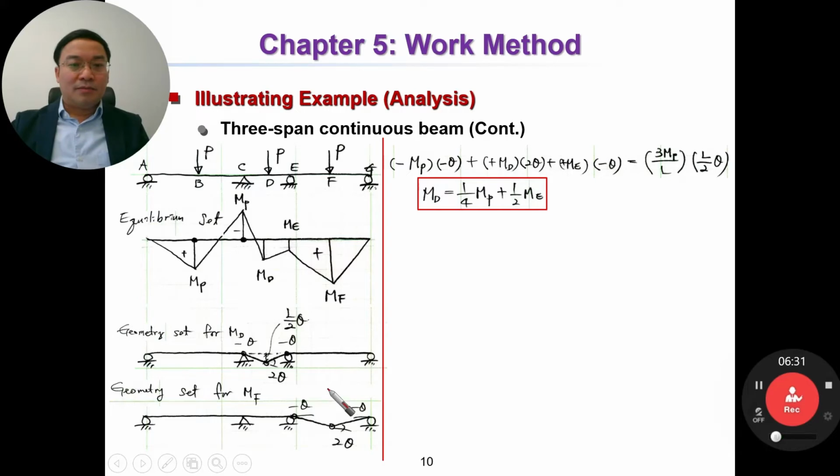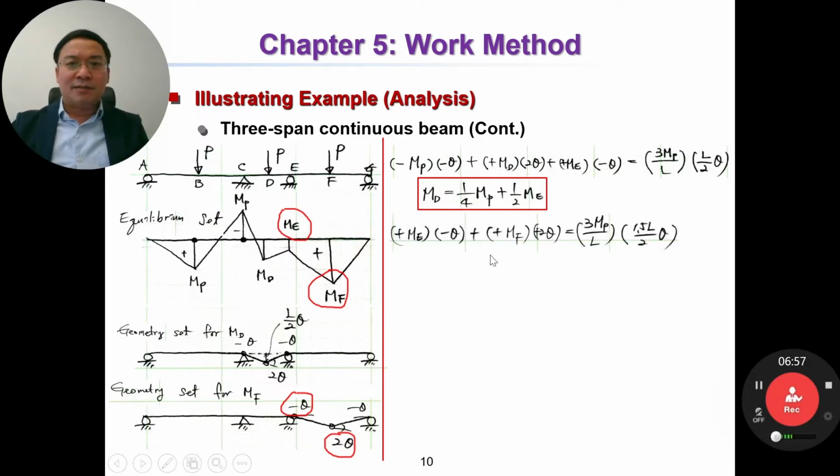And how about internal work? Internal work is ME multiplied by minus theta and MF multiplied by 2 theta. Then we have this equation, okay? This equation. Internal work equal to external work. By solving this equation, we have what? MF. MF as a function of MP and ME.